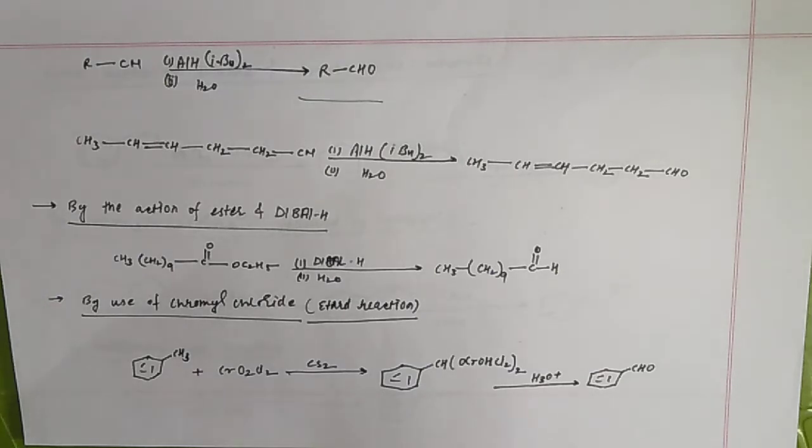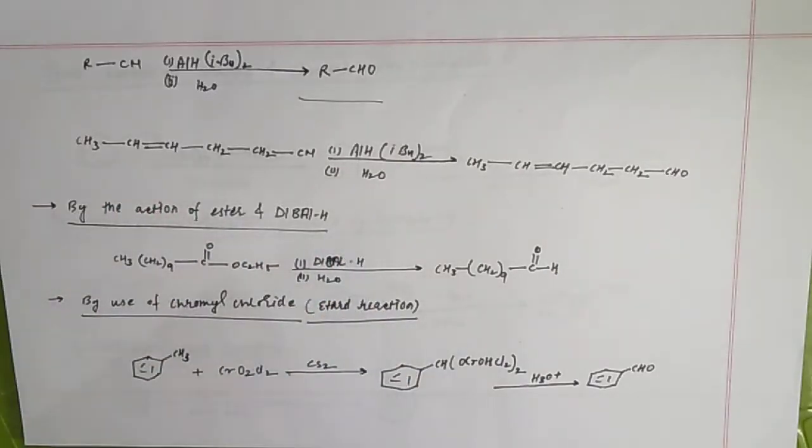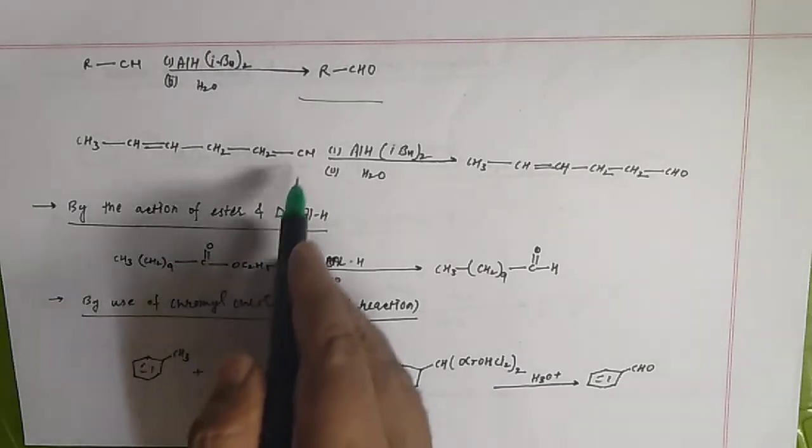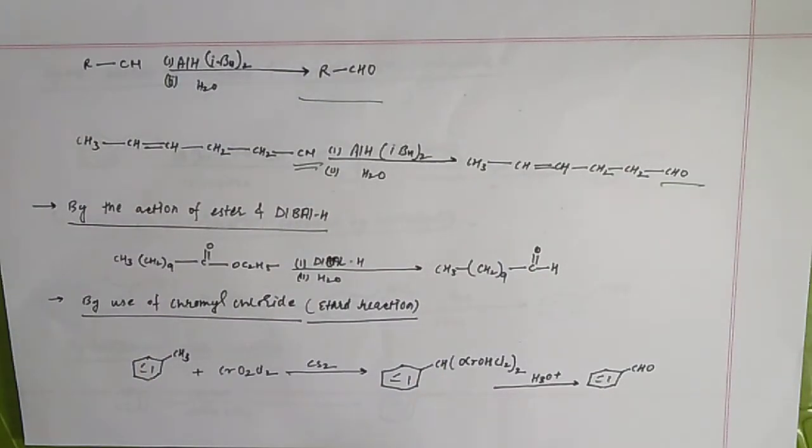So to prepare the aldehyde from the alkyl nitriles, either you use the Stephen reaction, or you can use the diisobutyl aluminum hydride. It will give the aldehyde. Again, the diisobutyl aluminum hydride does not interfere with the double bond. It only reduces the CN group to CHO.